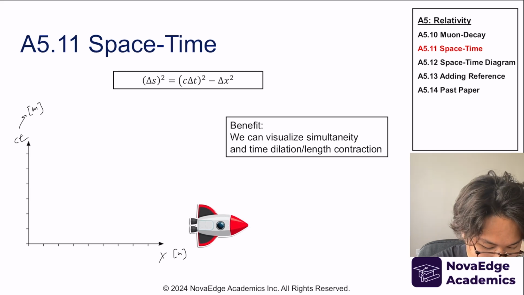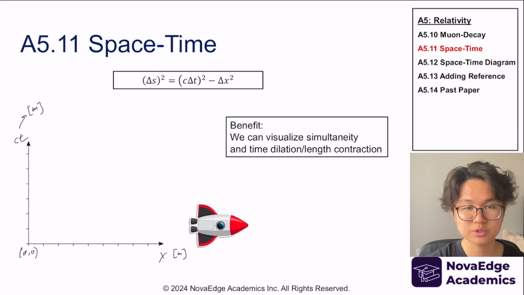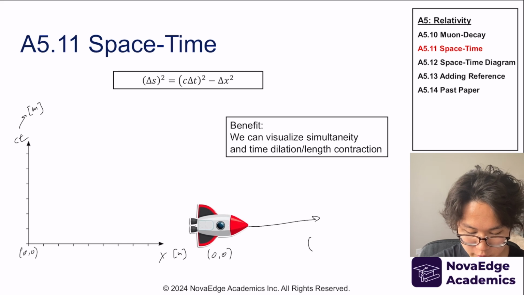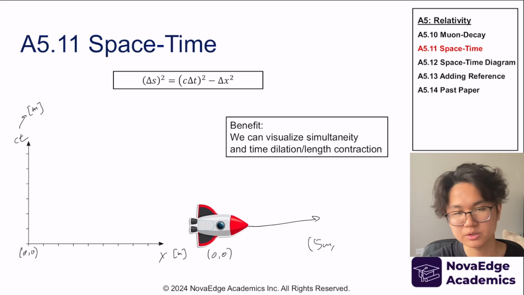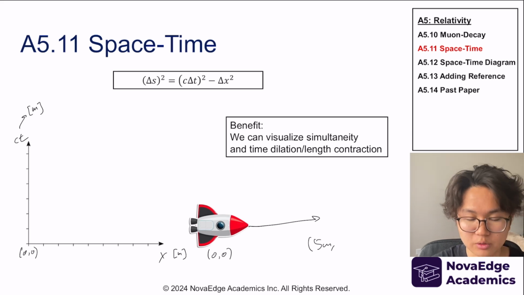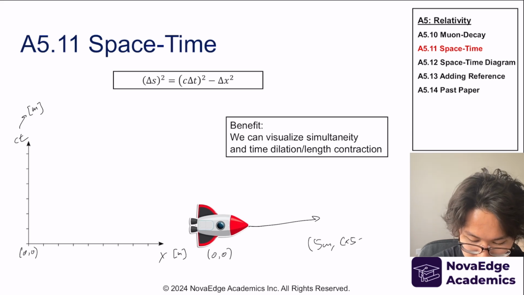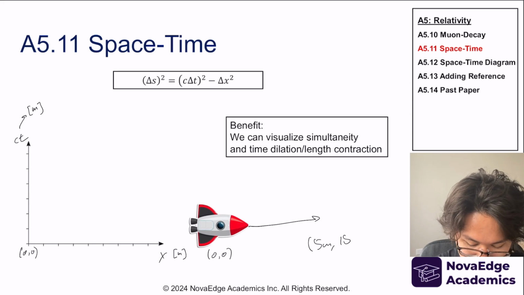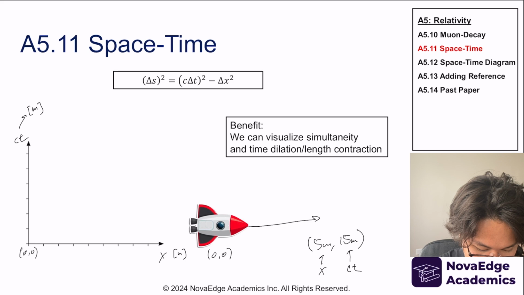So let's say I have a rocket starting from 0, 0, and it travels to a position 5 meters in the x direction in t equals 5 seconds, or it's going to be c times 5 seconds, right? So I'm just going to pretend that ct is equal to 15 meters. This is ct, and this is x. Okay, then it's going to be 1, 2, 3, 4, 5, and then somewhere like here.